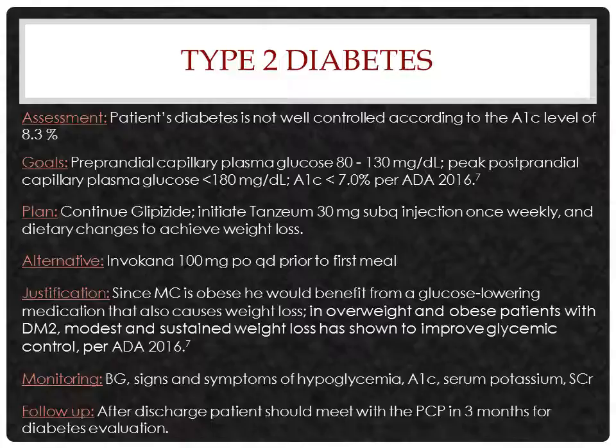MC also doesn't have controlled diabetes at the moment, and we say that because his A1C level is at 8.3%. Our goal is to decrease his A1C to below 7%, as stated in ADA 2016 guidelines. We also want to maintain the fasting blood glucose between 80 to 130 milligrams per deciliter and also maintain the postprandial glucose below 180 milligrams per deciliter.